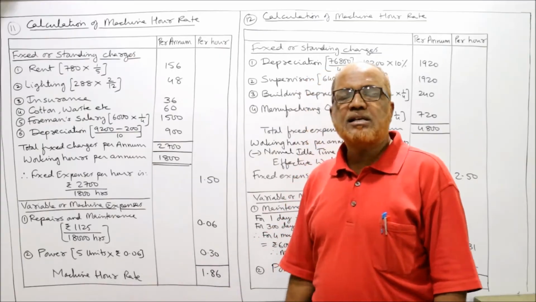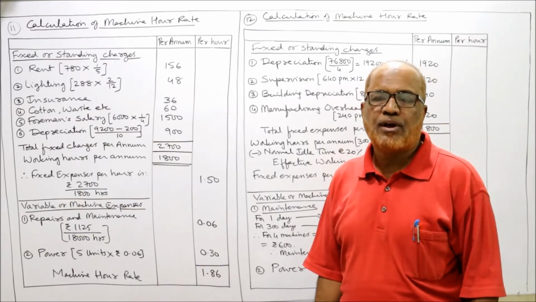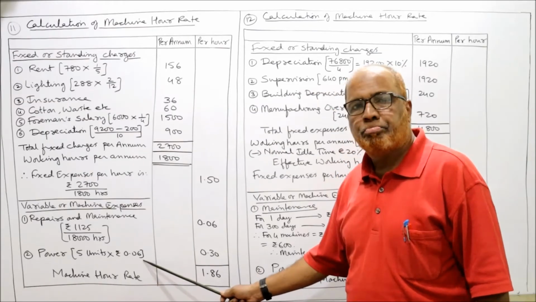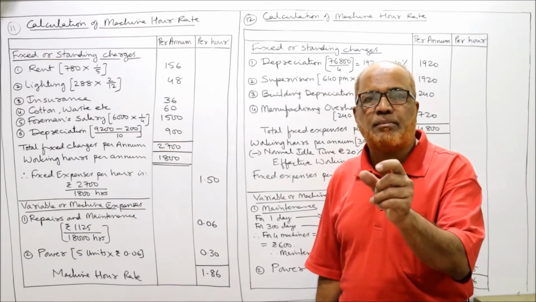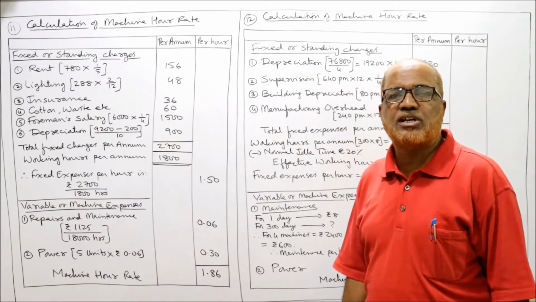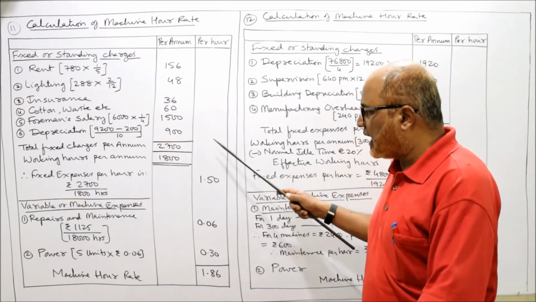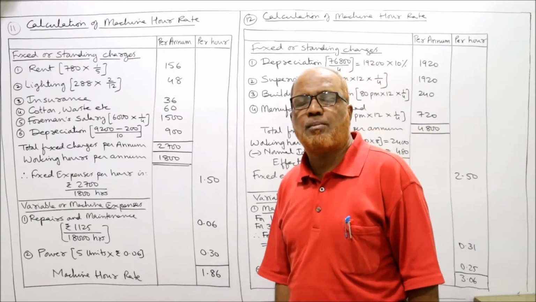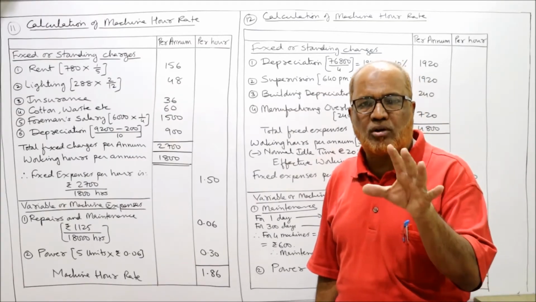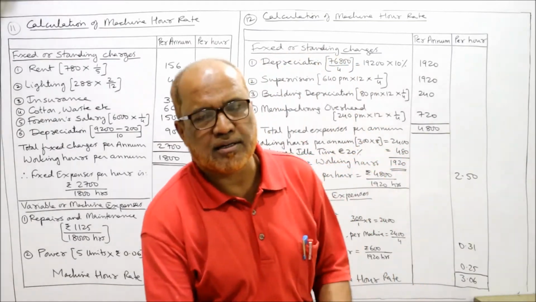Now next, power. It is given specifically in the problem that per hour 5 units will be consumed, and each unit costs 6 paisa. 6 paisa means 0.06 rupee. So multiply 5 into 0.06, you get 0.30 rupee. This is the power cost per hour. Now you add up the three amounts, you get 1.86. This is the machine hour rate. So I have explained you each and every point. So give concentration on this lecture. Definitely you can get a good command on calculating machine hour rate.